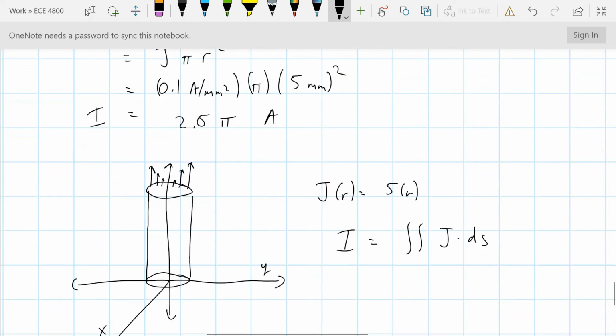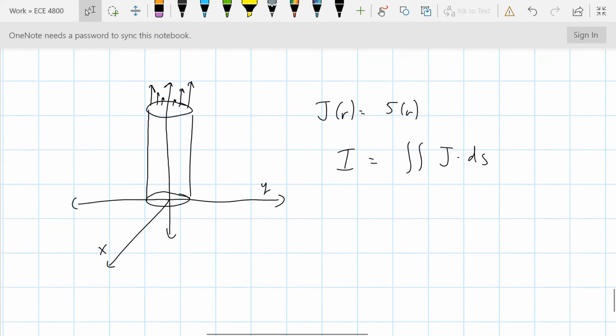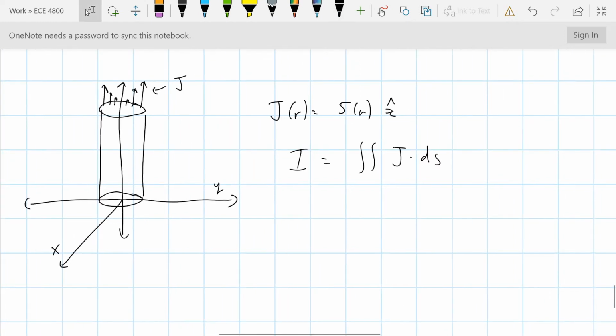In this problem, j is not uniform everywhere. You can see that j is being given as a function of r. So in this case, we actually do have to do the integration. The j of r is given in the z hat direction, so these vectors j are pointed upwards, and the magnitude of j is 5 times r.